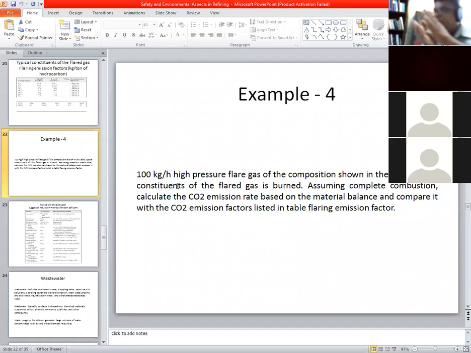As I told you, here we will use the main equation: emission rate equals emission factor times flow rate. Another formula is the number of moles, n equals m over molecular weight. Sometimes we use molar flow rate, sometimes number of moles. The formula remains the same. Molar flow rate equals mass flow rate over molecular weight. Number of moles, n, equals mass over molecular weight.